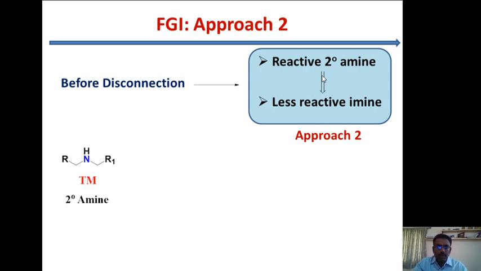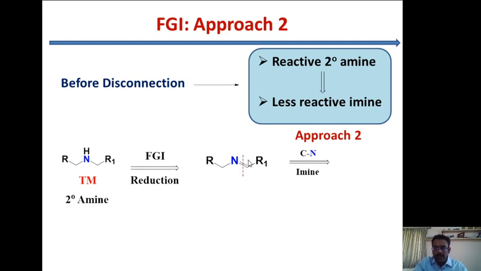So now the target molecule, the secondary amine, is converted into the imine in the retrosynthetic analysis, that means in the disconnection using the functional group interconversion. Here also we are using the reduction chemistry. Okay, so easily you can get this amine from this imine by simple reduction over here. If you do the reduction, you will get the amine. So now you can break this CN bond over here.